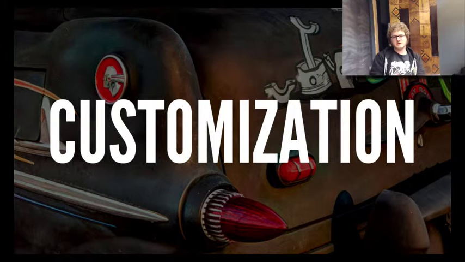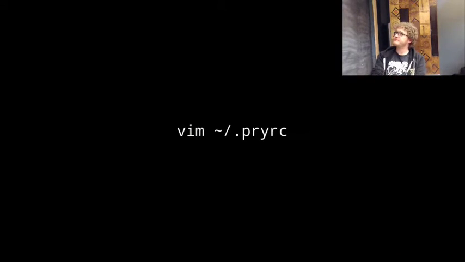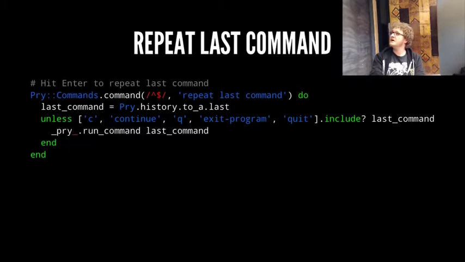So customization. I like to customize things. Anytime I start to use something, I'm like, oh, what kind of things can I put in my RC file to make this better? So the first thing I would probably do is vim my .pryrc. That's where all the customizations are contained.